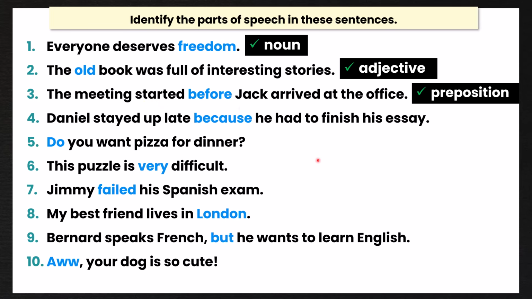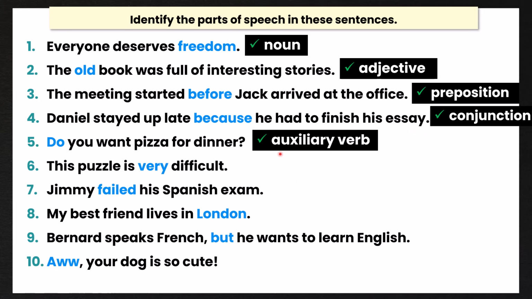Number 4, because, is a conjunction connecting these two clauses. Number 5, do, is a verb, specifically an auxiliary verb. It's used along with the main verb want to form a question. Number 6, very, is an adverb, and it modifies the adjective difficult. It's telling us how difficult or to what extent the puzzle was difficult.